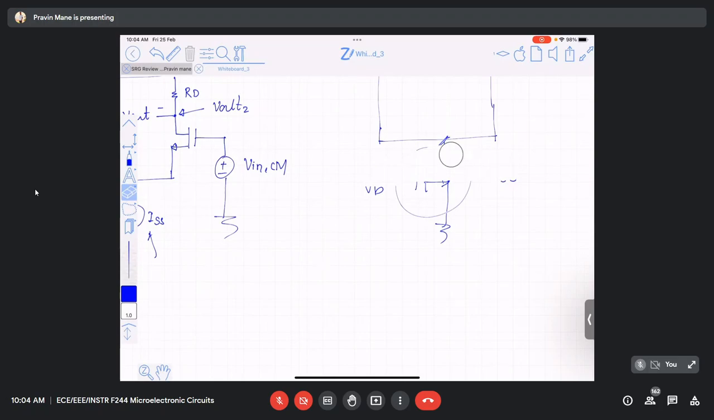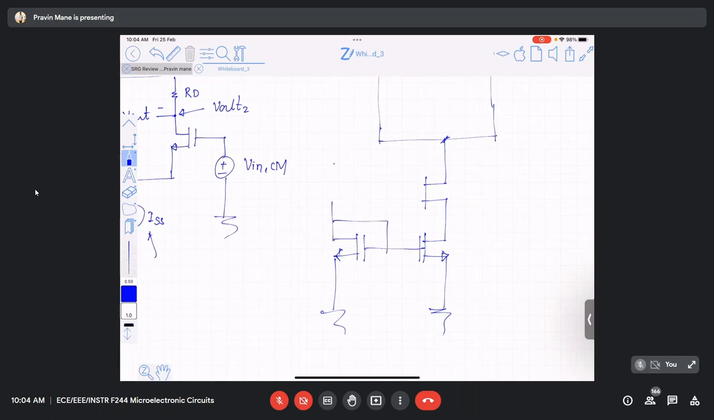So what is done here is, instead of connecting a single transistor, a cascode current source is used. I think you have studied this already, right? Yes, sir. So this is the cascode current source. Then there will be another transistor here, and this is connected to some current I. So I is converted into a current source. Suppose this is M1, this is M2, this is M3 and M4.